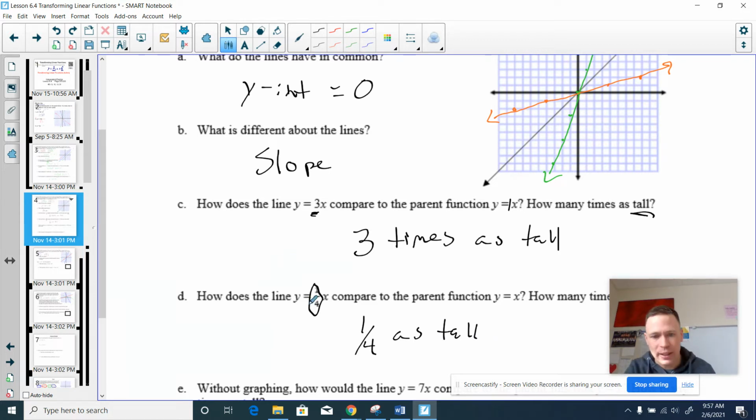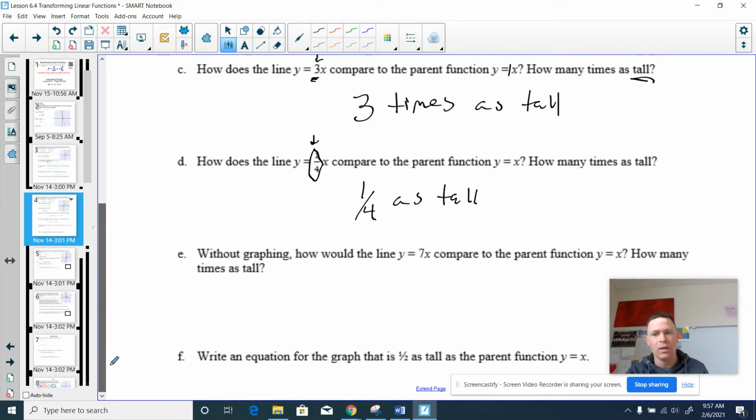So what are we getting at? Well, essentially, if we're comparing a new equation to a parent function, whatever the new slope is, we say that it is that number times as tall. So in this case, we said the slope was 3, so we said 3 times as tall. In this case, we said the slope was 1/4, so we said 1/4 as tall.